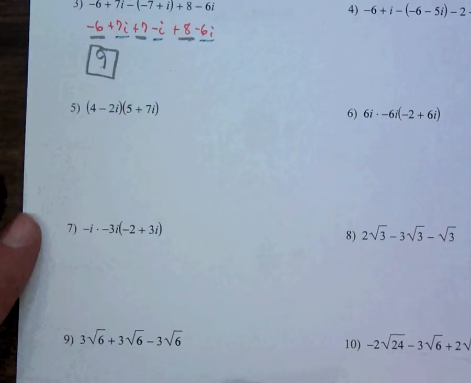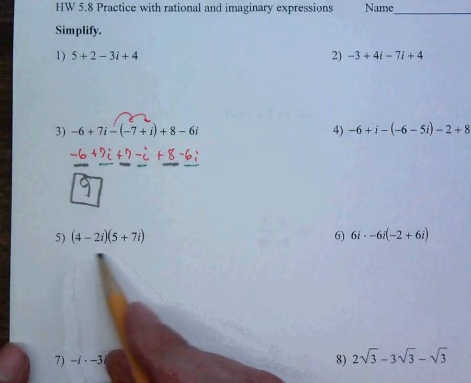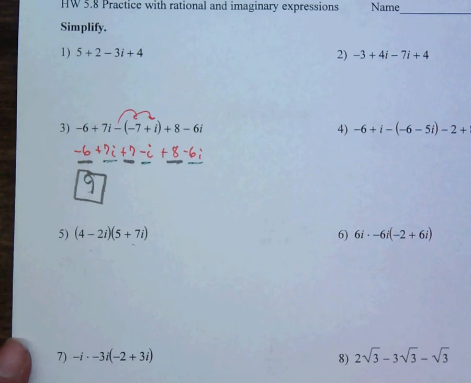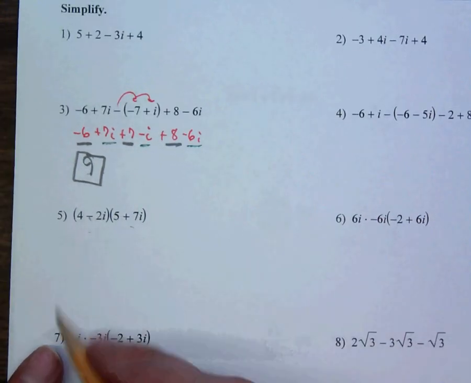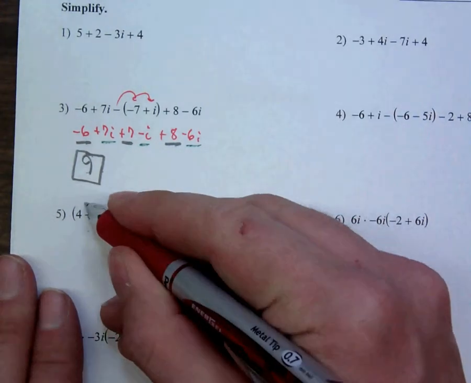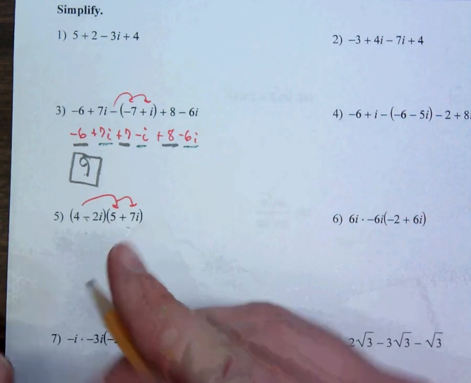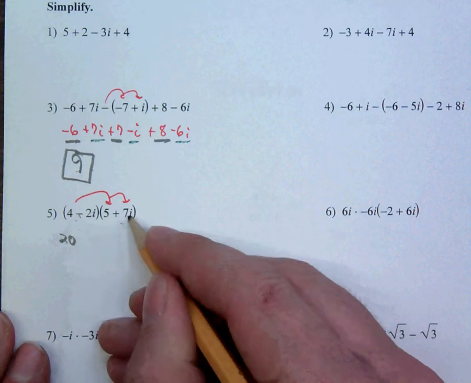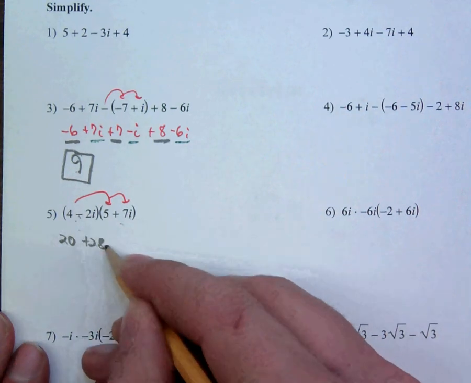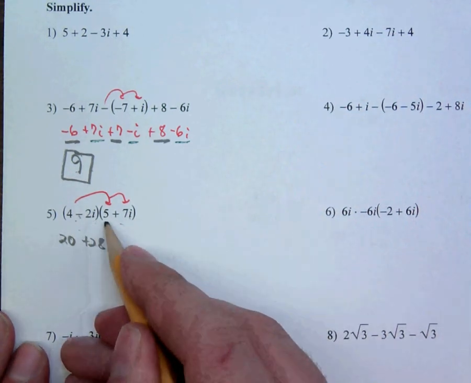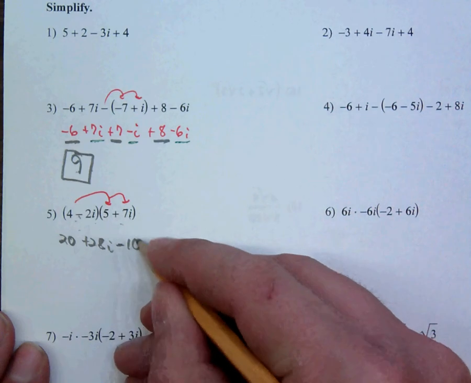Well, I guess we should do one of these real quick. Let's look at one of these imaginary ones where we have to multiply. This is a binomial times a binomial. We should know from Algebra 1 that the first term will distribute. 4 times 5 is 20. 4 times 7i is 28i. Negative 2i times 5 is negative 10i.